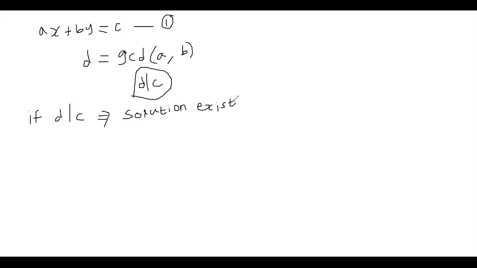Let's assume that I'm going in this direction first. Let's assume a solution exists, ax plus by equals c. That means you found an x and a y which satisfy equation number one. I need to show d divides c. How do I do that? We do know d is the GCD of a and b. That means d divides a, that's the meaning of GCD, and d divides b. That just comes from the definition of GCD we talked about earlier.